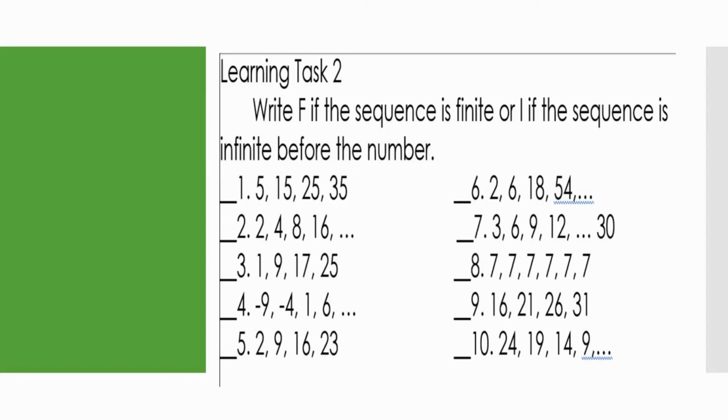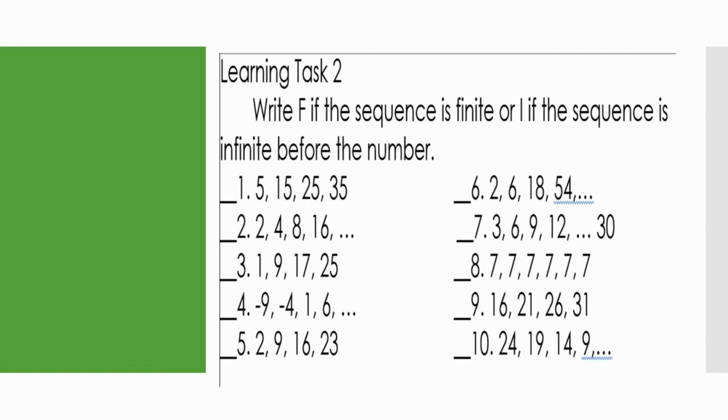Learning task 2. Write F if the sequence is finite, or I if the sequence is infinite before the number. Let's have number 1. We have 5, 15, 25, 35. In here, we have the last term, which is 35. Therefore, this is a finite sequence. Number 2. We have 2, 4, 8, 16, and so on. So we don't know the last term. That's why this sequence is infinite. Number 3. We have 1, 9, 17, 25. We all know that the last term in this sequence is 25. That's why this is a finite sequence.